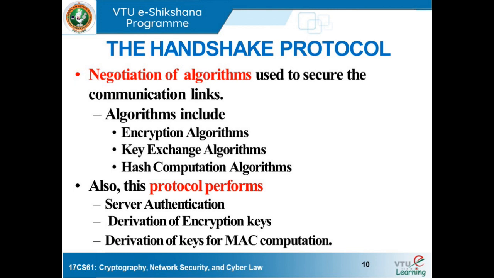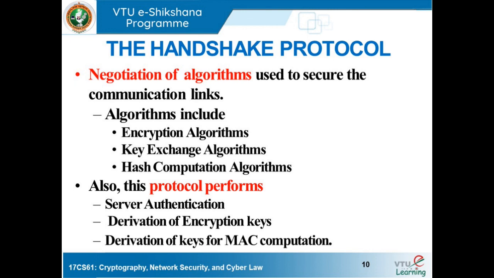The question that arises over here is, what are the algorithms that will be used in order to secure the communication links? Now these algorithms include the encryption algorithms. We are aware that encryption is used to achieve confidentiality. Next is, which key exchange algorithm will be used in order to exchange the keys securely between the communicating parties. The third negotiation of algorithms is which hash algorithm will be used in the computation of hash, whether it is MD5 or SHA-1 or whatever.